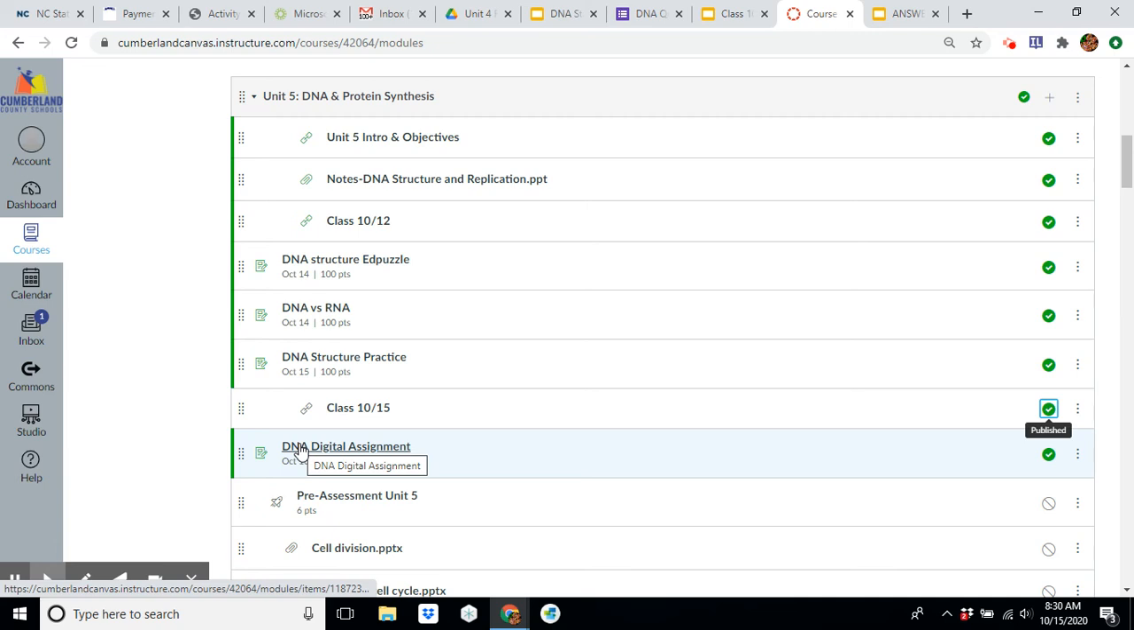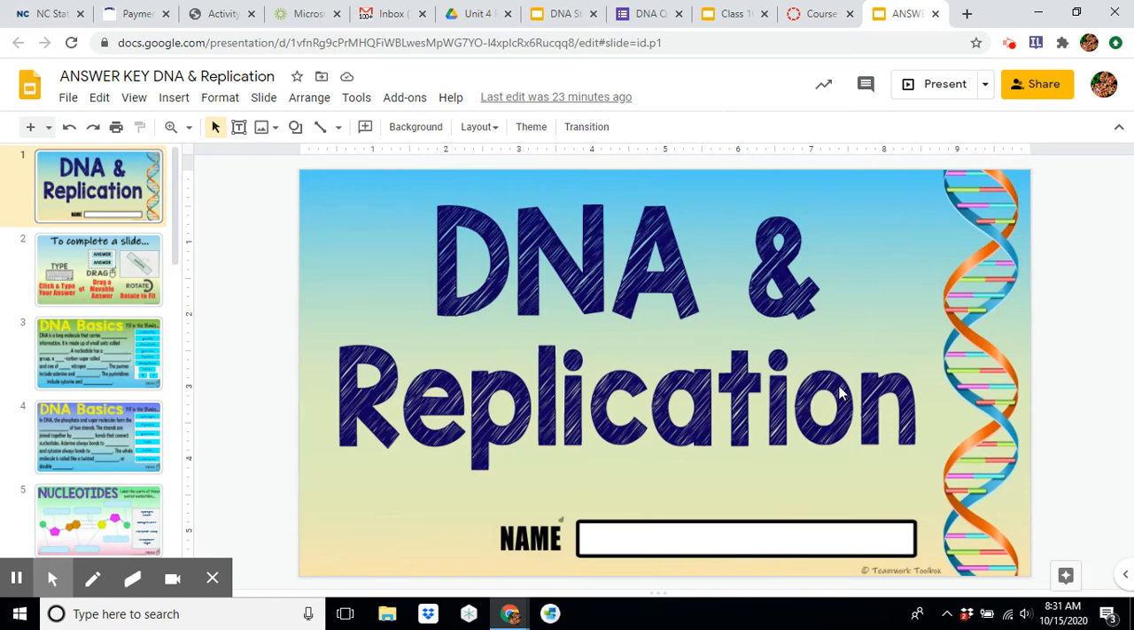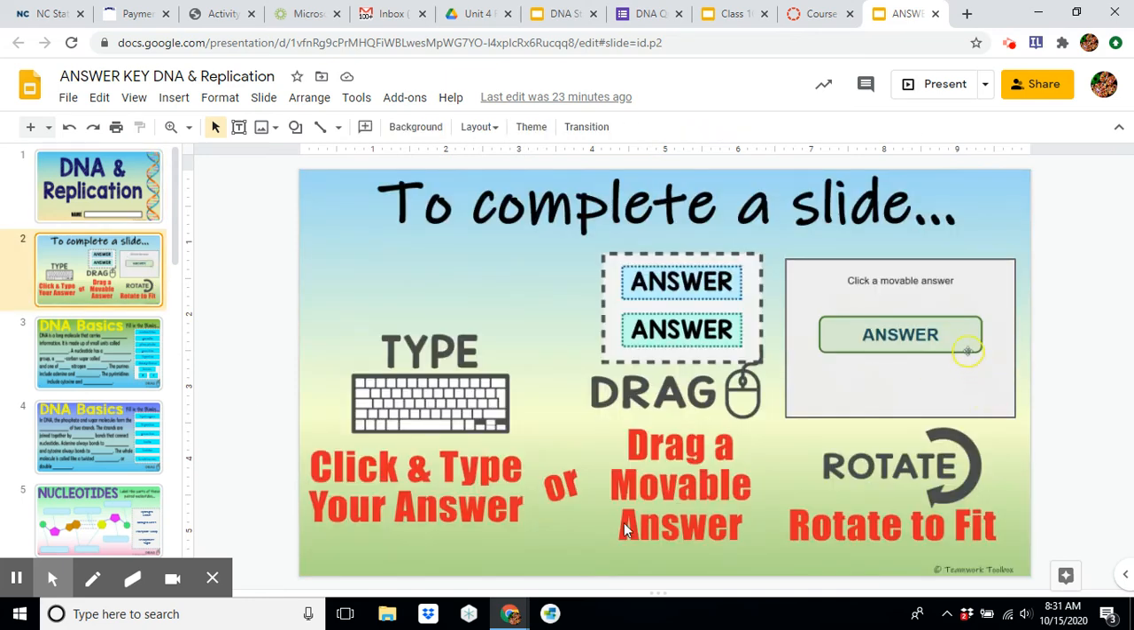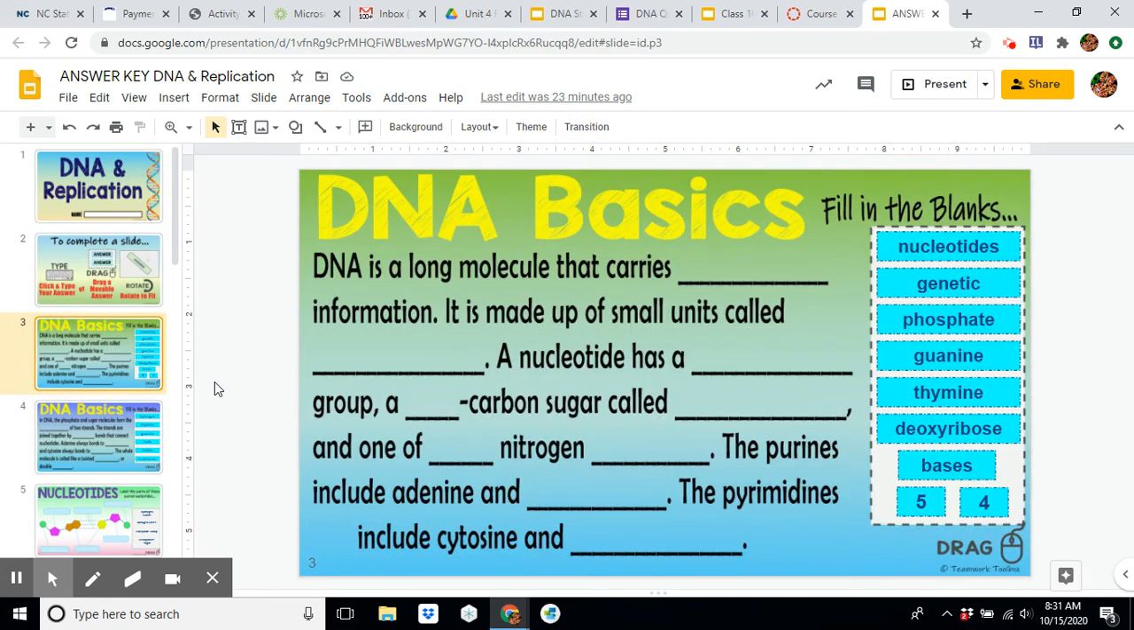And then tomorrow in class, if you have any questions, we can go over those and help make things a little bit clearer. If you click on this DNA digital assignment, you're going to be taken to this Google Slides presentation. Everyone has a copy of this. Here on the first slide, you're going to type in your name. Slide number 2 is going to tell you how to complete the answers based on what image you see. And then just as we've done in the past, you have little blanks and you drag them over here.